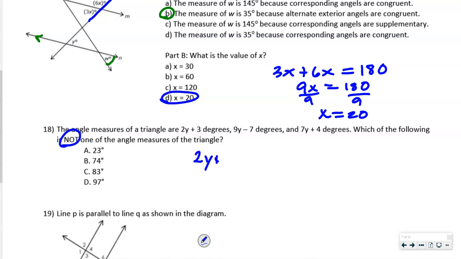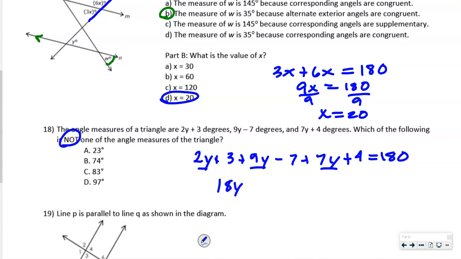So we're going to do 2y plus 3 plus 9y minus 7 plus 7y plus 4, and all of that's got to equal 180. So we're going to combine our like terms. We're going to combine the 2, the 9, and the 7. So that's going to be 18y. And then 3 minus 7 plus 4. 3 plus 4 is 7, and minus 7 is 0 then, right? So this is going to be 18y is equal to 180. We're going to divide both sides by 18. So that's going to give us 10.